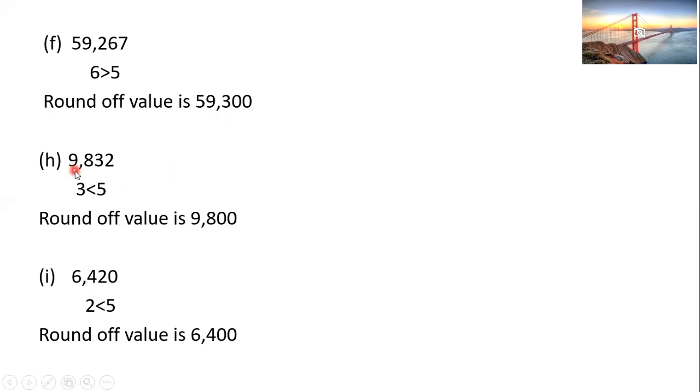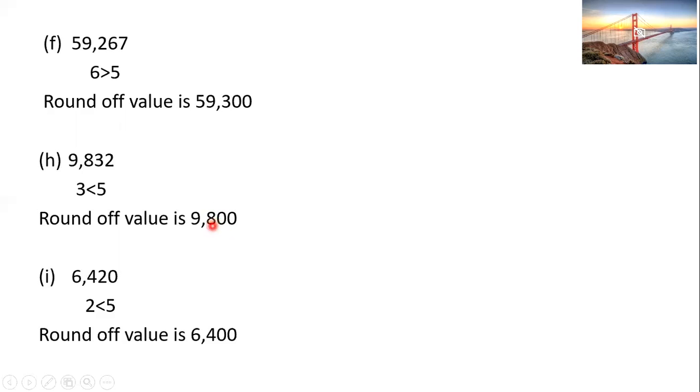And the next, 9,832. What's the tens place value? The tens place value is 3. Is 3 less than 5 or greater than 5? Yes, it's less than 5 right now. So you have to put the value 0 in ones place and 0 in tens place. And next, go to the same number, 8.